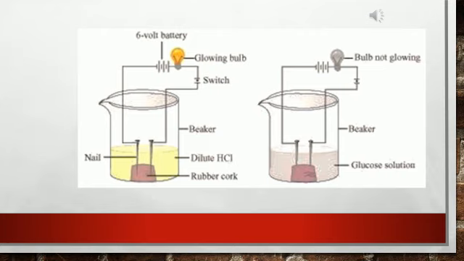Now coming to the second beaker, the same setup we have taken here, that is a rubber cork is there, two iron nails which are connected to a 6-volt battery, a bulb and a switch by means of wire. Now when you are switching on the electric supply, you will see that the bulb is not going to glow. This shows that glucose solution will not conduct electricity.